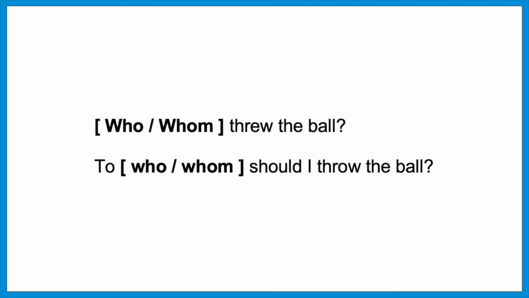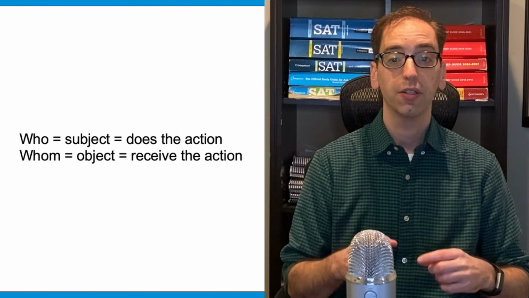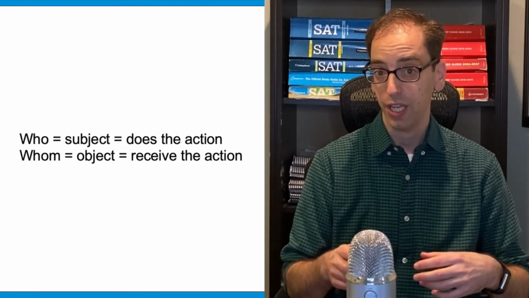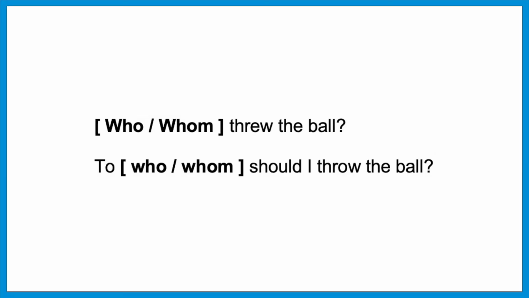The concept of subject and object relates to this rule as well. Think about what words would be correct in each sentence here. Blank threw the ball, and to blank should I throw the ball. To determine the difference between who and whom, we need to ask ourselves the same question as the last example. Are they doing or receiving an action? You use the word who as a subject when they're doing the action, and use the word whom as the object when they're receiving the action. So, press pause, give it a shot.